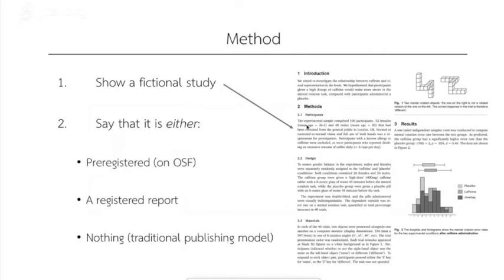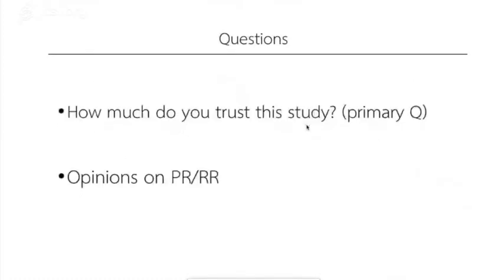And we split people into 3 different conditions. Some people were told that the study on the right was pre-registered on the Open Science Framework. In another condition, people were told that it was the result of a registered report, where the method was pre-registered before they conducted the study. And the third condition were told nothing. Again, the assumption was just that the traditional publishing model was used. We asked them how much they trusted the study. That was a super simple primary question. And we also asked them some qualitative questions about how they felt about pre-registration and registered reports.